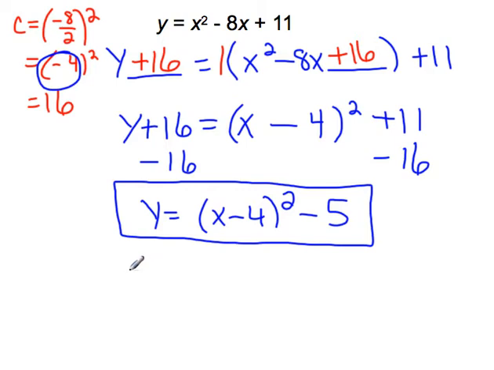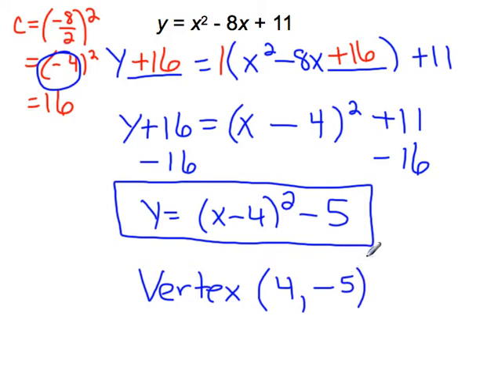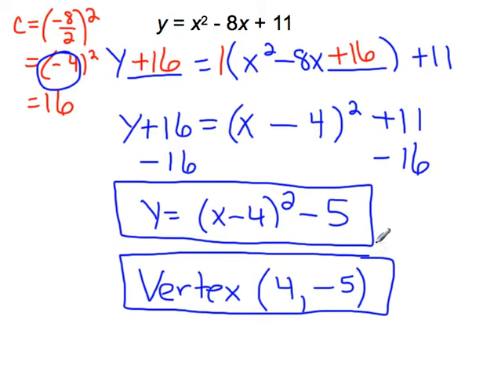Now the last part, which I told you, remember, don't ever forget, identify the vertex. Okay, the vertex is right in the equation. You take the opposite of what's in the parentheses, positive 4 for the x, and then out here is the same value for y, so it's going to be negative 5. So my vertex is 4, negative 5. So that's writing in vertex form and then identifying the vertex.